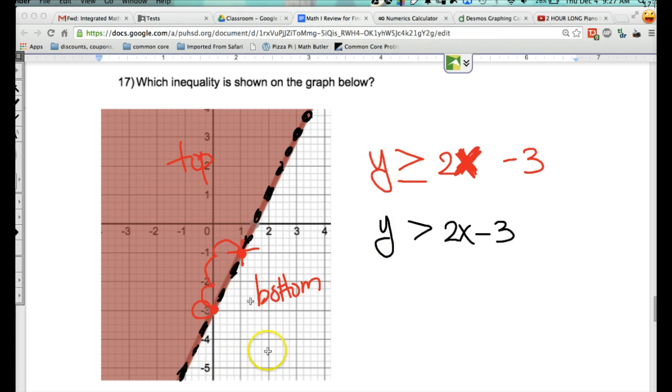So then what if it was shaded at the bottom, guys? Then what would you have to do? The inequality symbol will switch to the other side. Okay? Alright, so now let's move on.